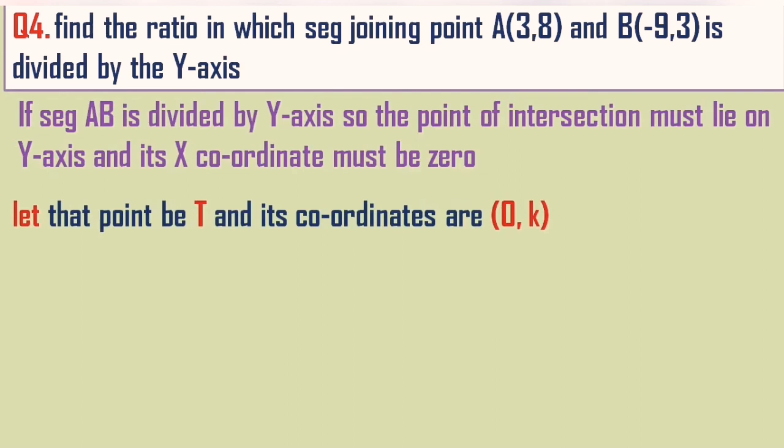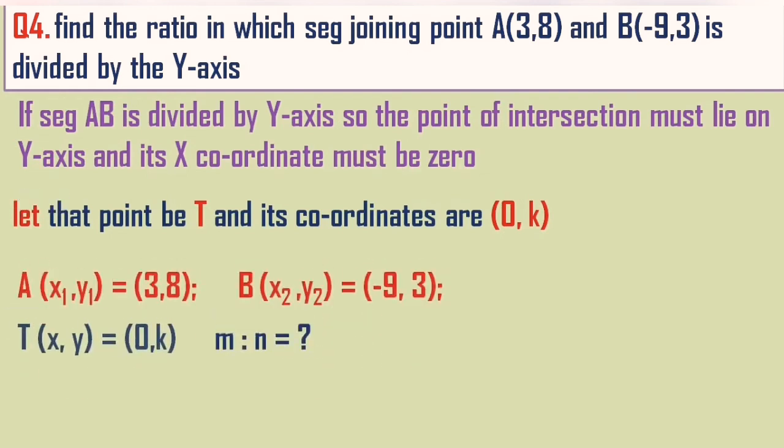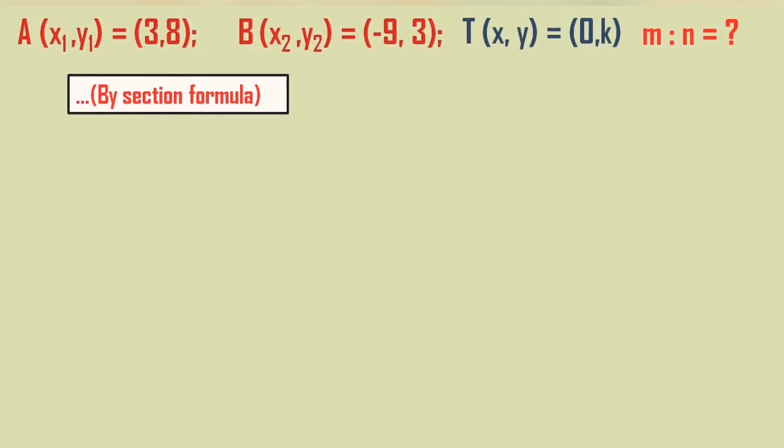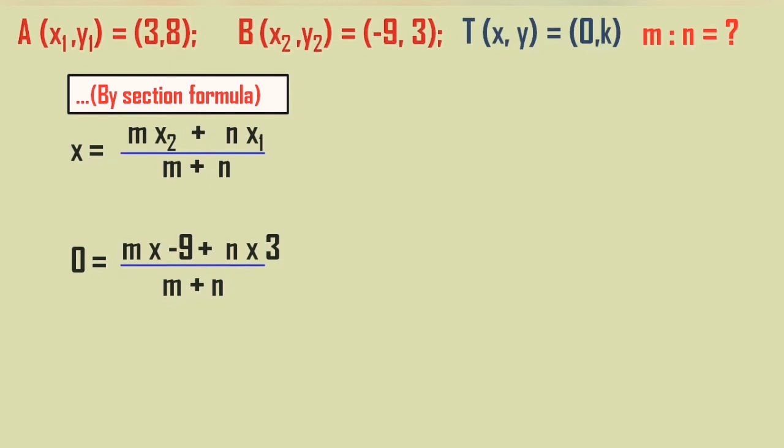But 0 is sure. To find the ratio in which the y-axis is dividing, we have to proceed further with the section formula. These are the given details and my target is to find m is to n. So here we move. By the section formula, we can say x equals mx2 plus nx1 the whole upon m plus n. Why do we choose the x coordinate? Because the value of the x coordinate is known to us, that is 0. So substitute the values in the formula.